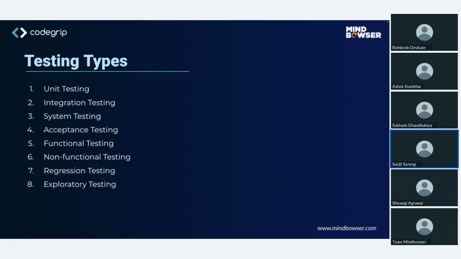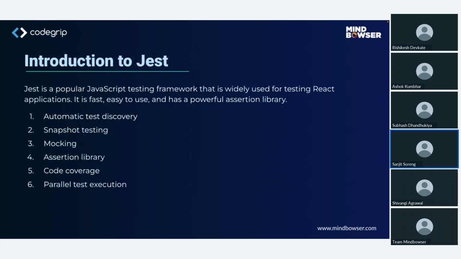Now we'll be moving on to Jest, which is a very popular framework used for testing React Native applications. So guys, let's start with the introduction to Jest. Jest is a JavaScript testing framework that is widely used for unit testing in React and React Native applications. It is developed by Facebook and is well suited for testing React components and other JavaScript code. Jest provides a powerful and easy to use set of features for testing, including automatic test discovery, snapshot testing, mocking, an assertions library, code coverage, and parallel test execution.